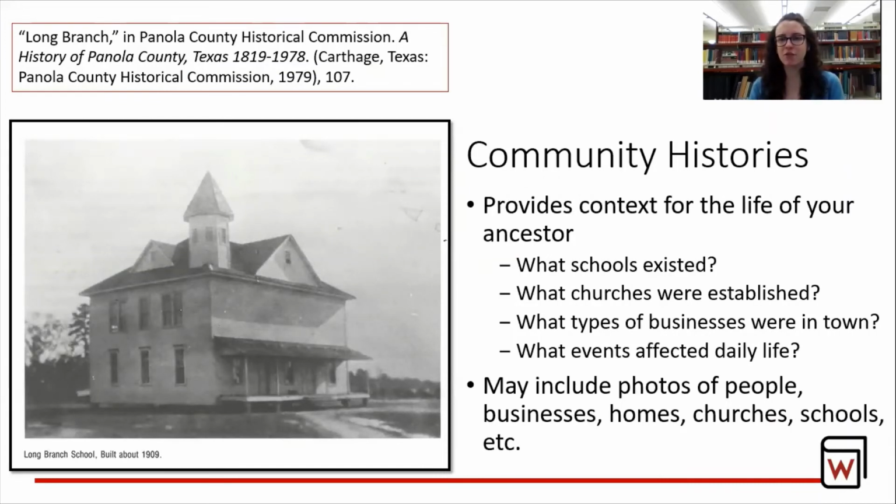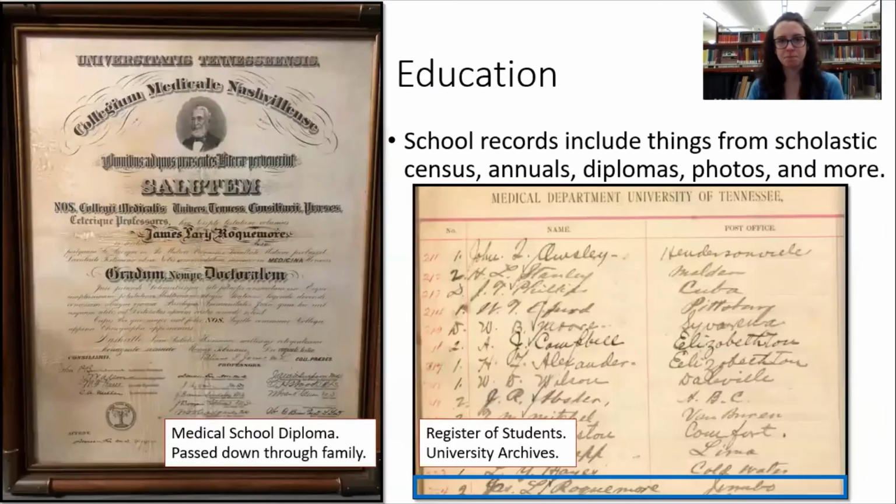While it's always nice to find a photo of our ancestors, sometimes it's also nice to find photos of physical landmarks like businesses, homes, churches, or schools, because these are things that our ancestors would have seen on a daily basis that may no longer be standing. For example, this Long Branch School, which was built in about 1909. The building is no longer there, but this would have been a staple in the community, a landmark that everyone who was living there at that time would have recognized.